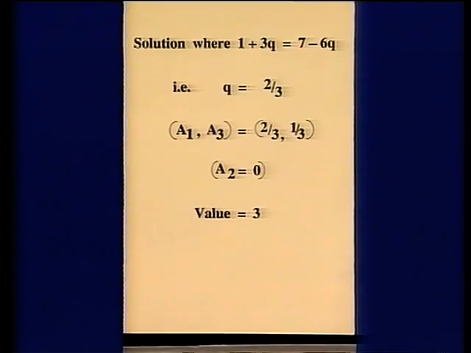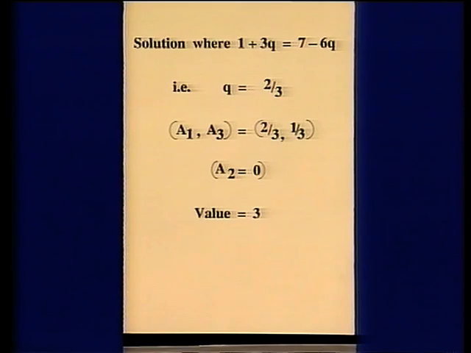To find the solution of the game, all we have to do is to work out the coordinates of the point of intersection, as we've done here. The solution is where the two straight lines intersect. That is that the value Q is 2/3, which means that A1 should mix his strategies A1 and A3 in the proportions 2/3 to 1/3 and should ignore A2 altogether.